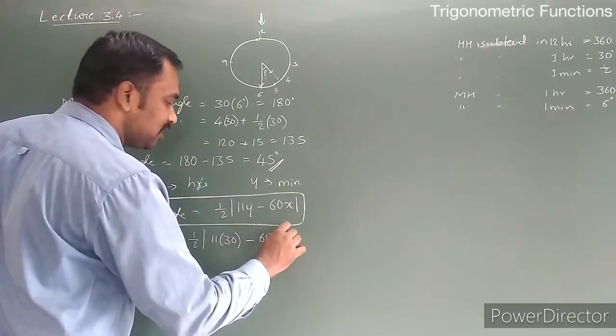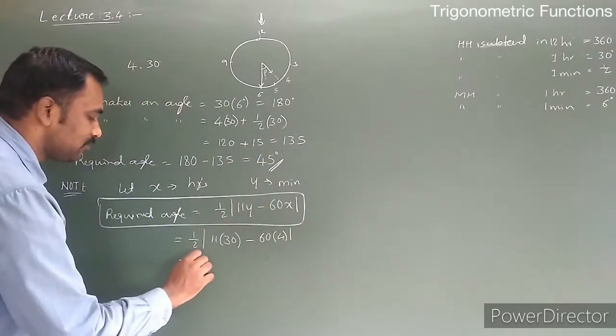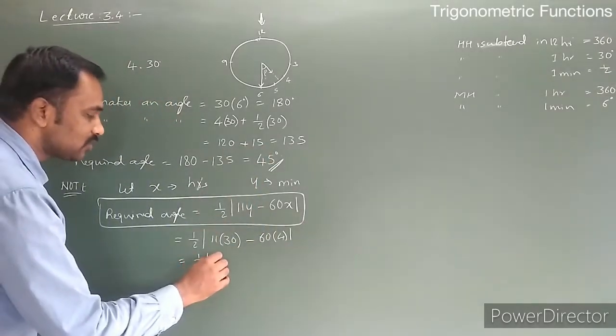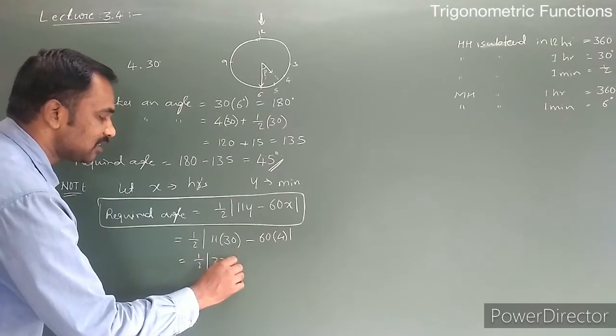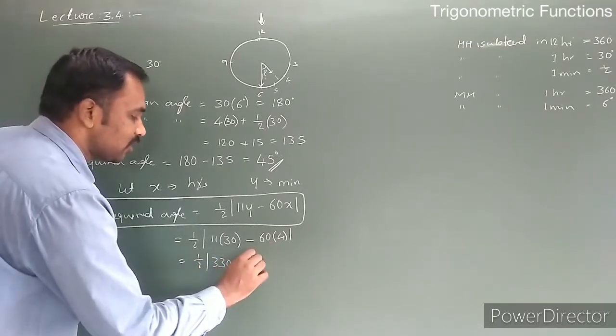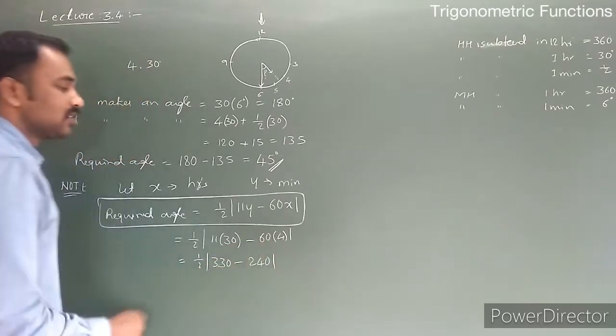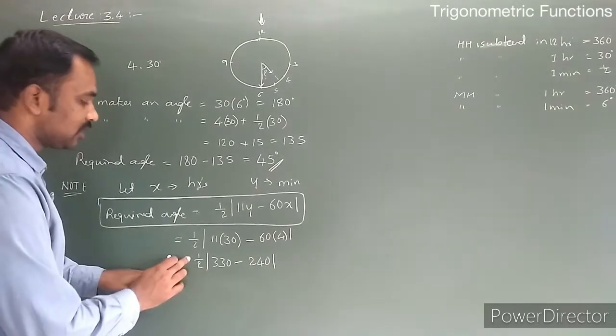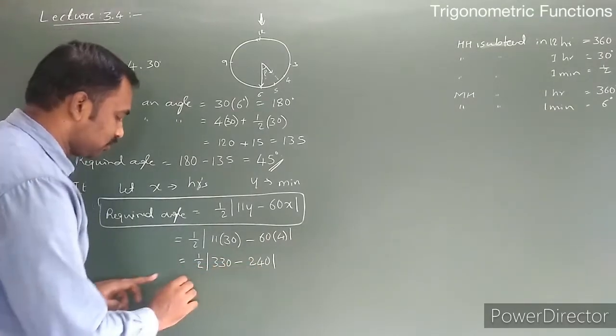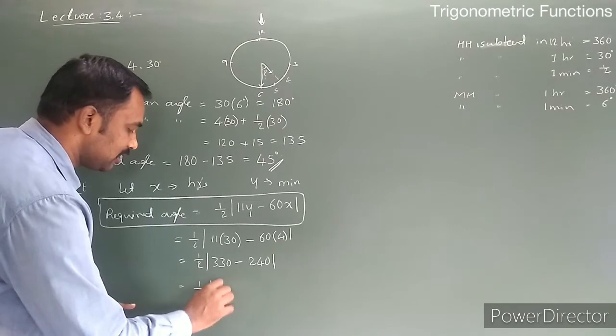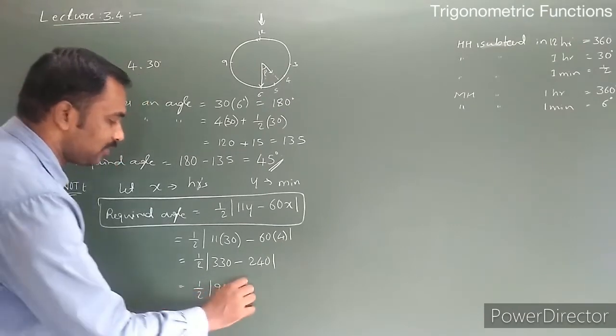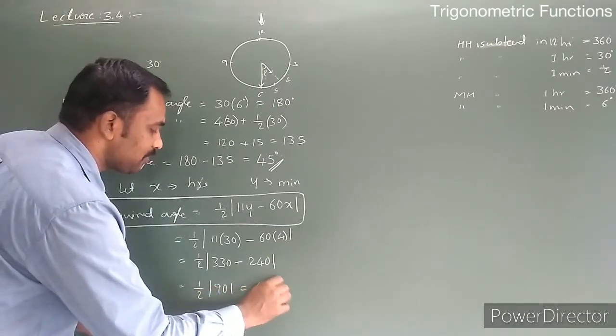How many hours are there? 4 hours are there. Just simplify 1 by 2. So that means 330 minus 240. So what is 1 by 2? 330 minus 240 is 90. 90 divided by 2 is equal to 45 degrees.